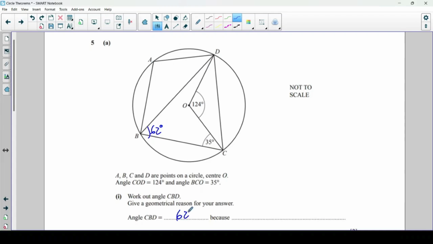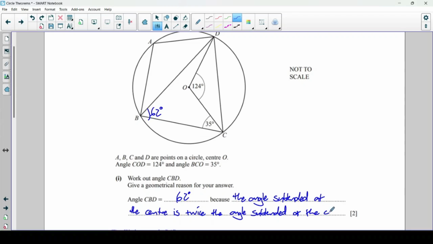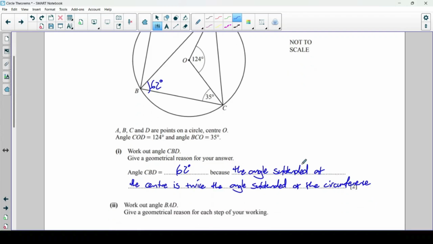So CBD equals 62 because the angle subtended at the centre is twice the angle subtended at the circumference. I think that should be enough. I might just pop in, at the end, I might just also write in the same segment, just to be sure.